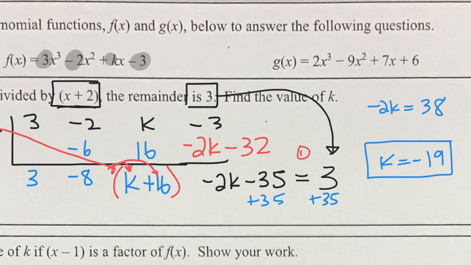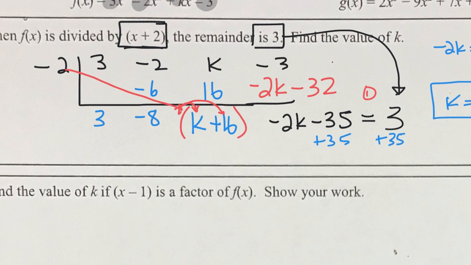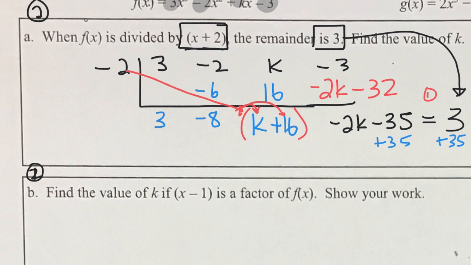So you got 1 point for setting it equal to 3. And you got 1 point for the answer. Okay, so those are your 2 points. Number 2, what value of k makes this a factor? So once again, this is a 2-point problem. Now we have a 1 on the outside, and we want to figure out what k value makes it a factor.